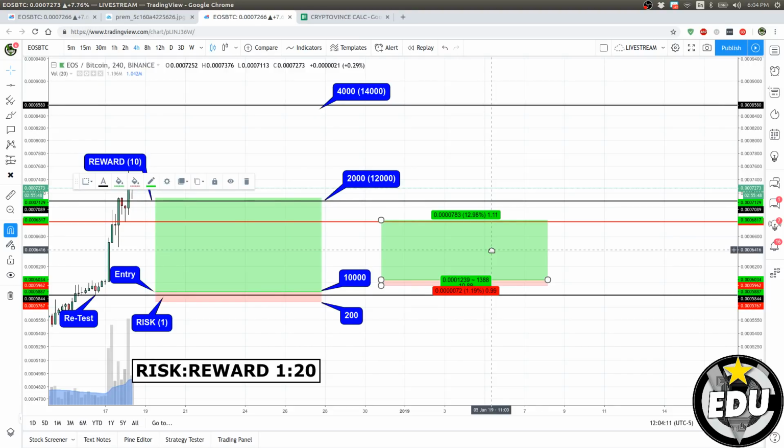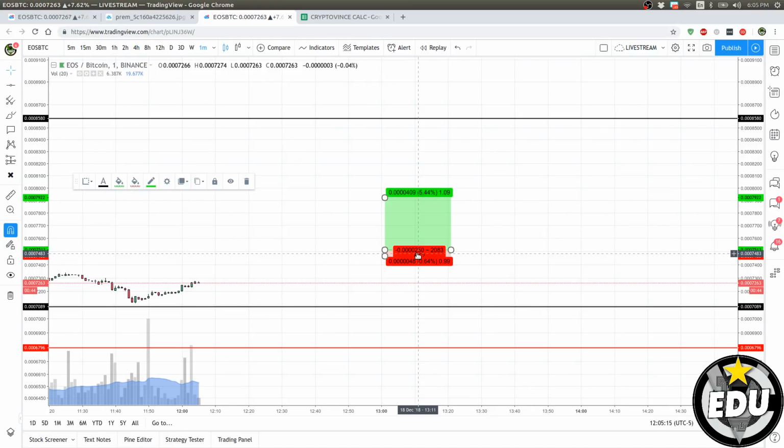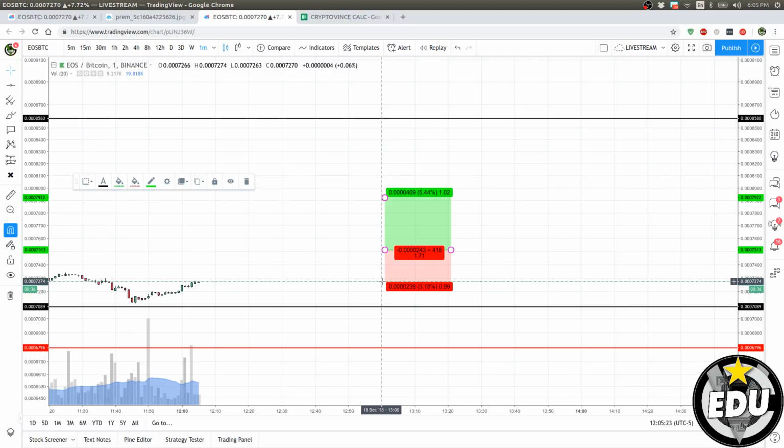If I, of course, decrease my stop, my reward will be 8. So the closer your stop loss is to entry, the higher your reward will be. Of course, if I take a stop loss that is way below, as big as my reward, your risk reward will be way less. So that's why it's important to always consider a very close stop loss, as I did in EOS, right?